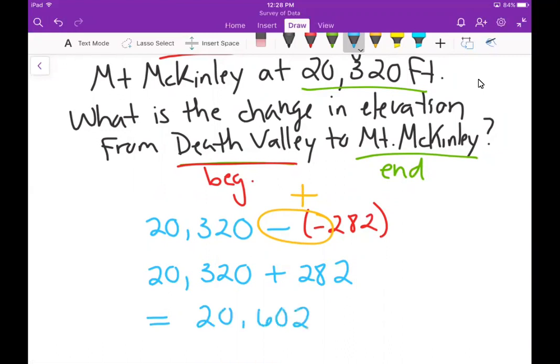20,602 feet. Always put the units on there when you're in context. So my change in elevation is that I went up 20,602 feet. I'm seeing that up from it being a positive number. So very key here, those two negatives, both of them need to be there. The first one is from the fact that I'm finding change, and that always means I need to subtract. The second one is from the fact that the number I began at was a negative number. Okay, give that homework a shot and email me with questions.